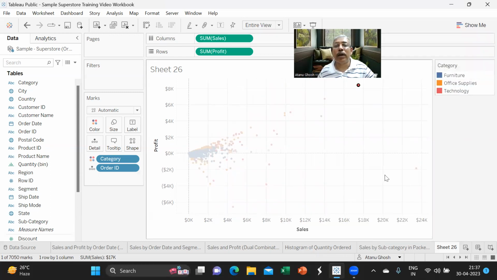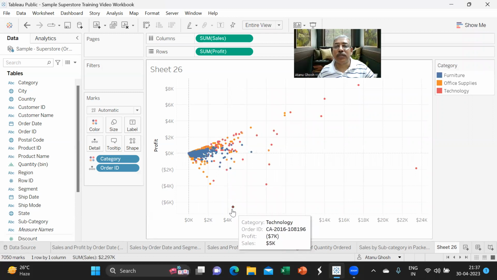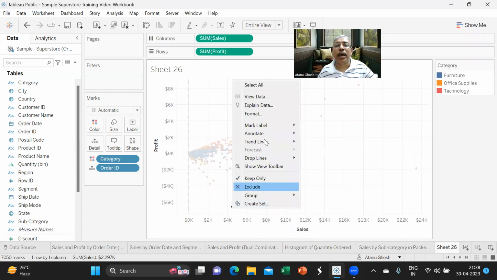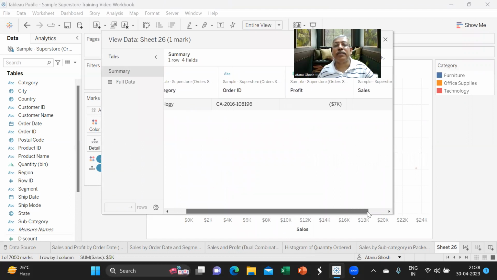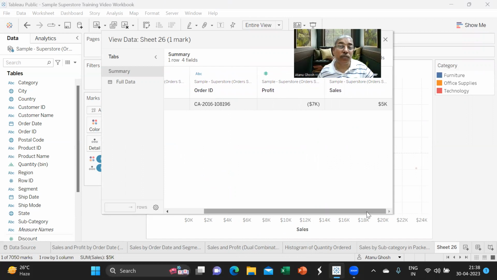On the other hand, if we look at this data point, which has high, not a very high, sales but very negative profit. If you look at the line items over here, the order has a loss of 7,000 and the sale value is 5,000. So you've sold at 5,000 and you've lost 7,000, which is a very bad situation.